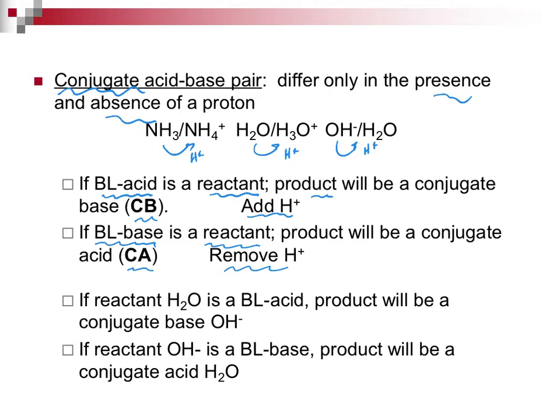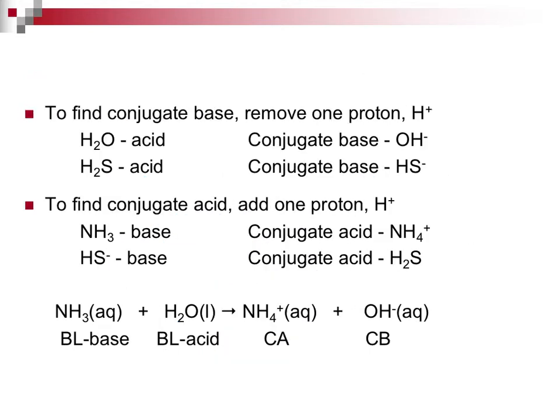So here's one more thing. If reactant water is a Bronsted-Lowry acid, the product will always be the conjugate base. If the reactant OH- is a Bronsted-Lowry base, the product will always be the conjugate acid, water. It all involves the transfer of a proton. So if I want to find a conjugate base from an acid, I will remove a proton. If I want to find the conjugate acid, I will add a proton.